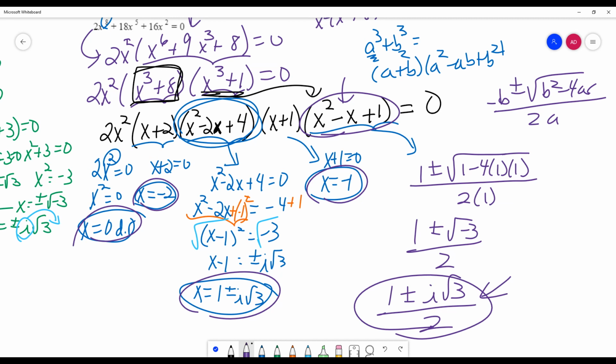Woo! I know that was busy, but trust me, that's a really good problem. All right. Definitely kind of encompasses all the factoring that we've been doing.